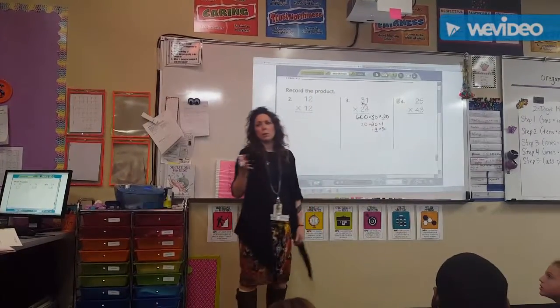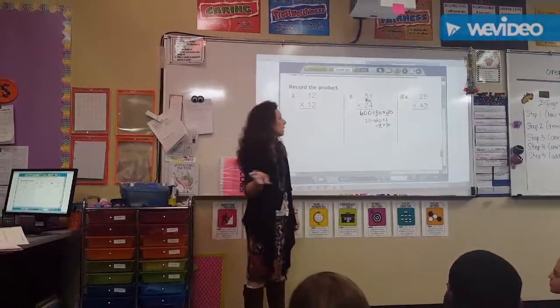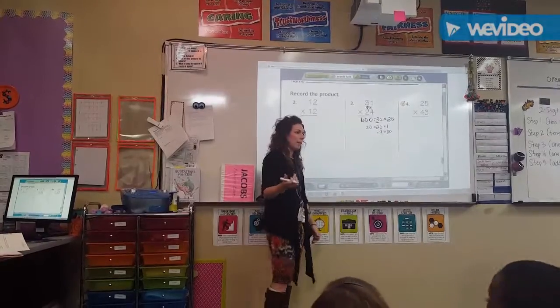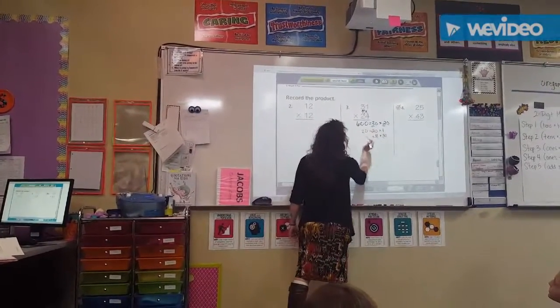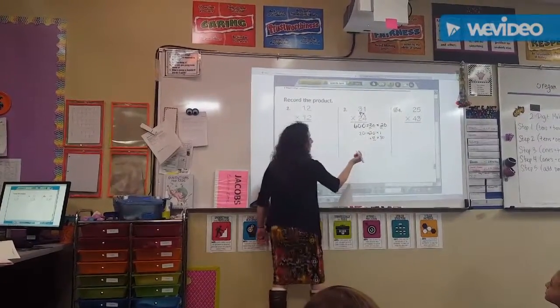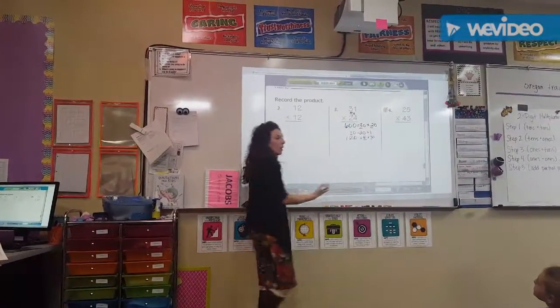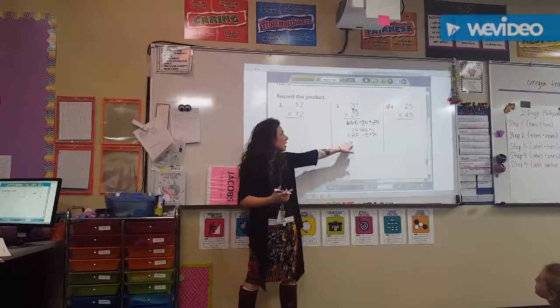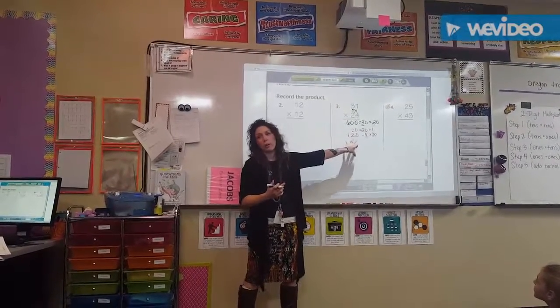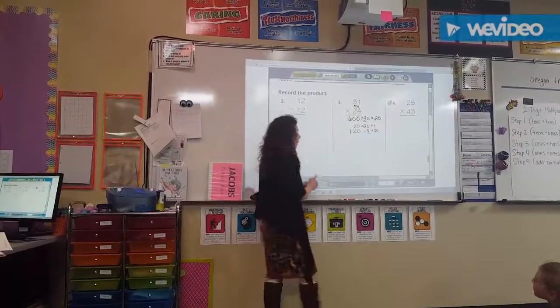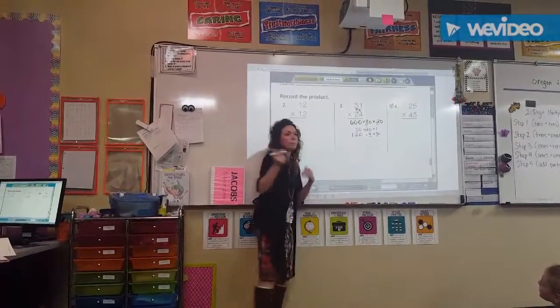12. Everyone say 4 times 3 is 12. 4 times 3 is 12. How many powers of 10 do I have? 1. Good, so that's why it's 120. Okay, now this is crazy because look, this is larger. We normally line up largest to smallest. So you have to be mindful of your place value. Okay? All right.